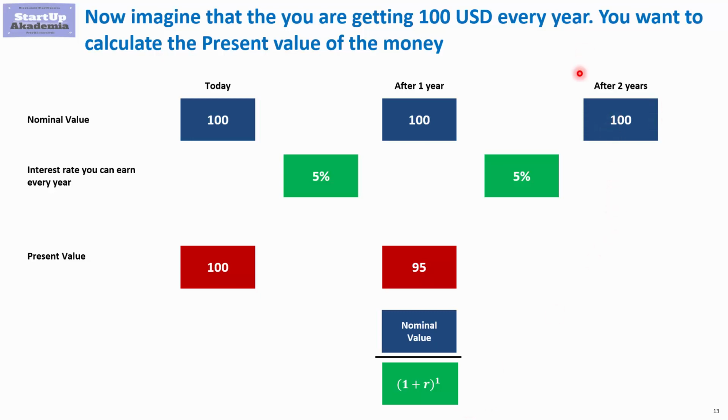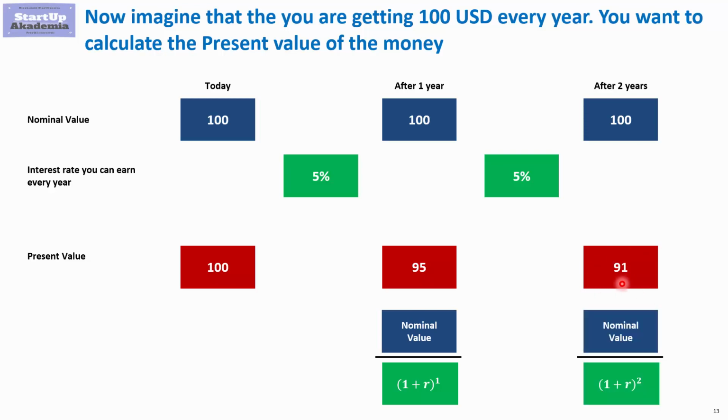In the case of the 100 that I will get in 2 years, it's worth even less. It's worth only $91 expressed in current value. And I get it by dividing the nominal value by 1 plus r to the power of 2. If we had year number 3, we would have the nominal value divided by 1 plus r to the power of 3, and so on and so forth.